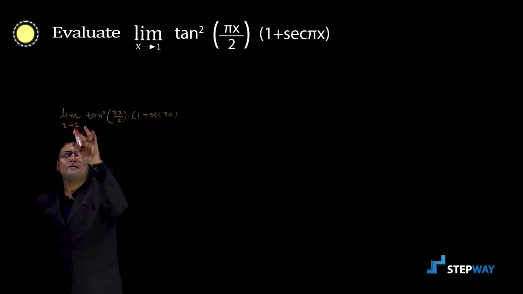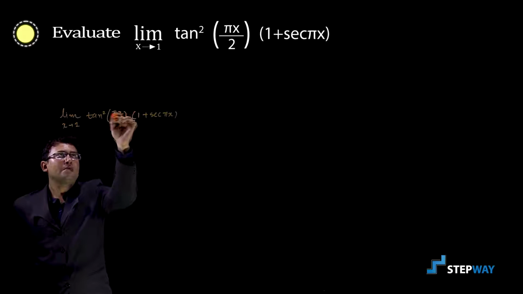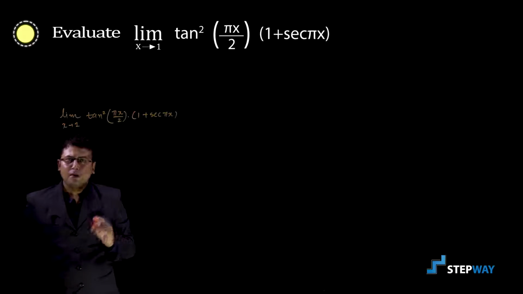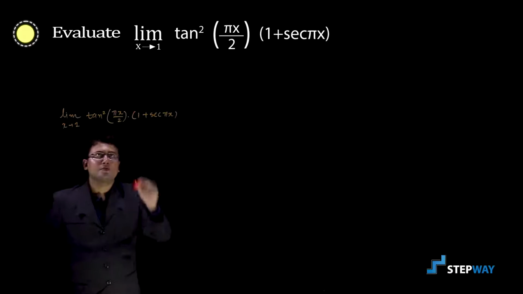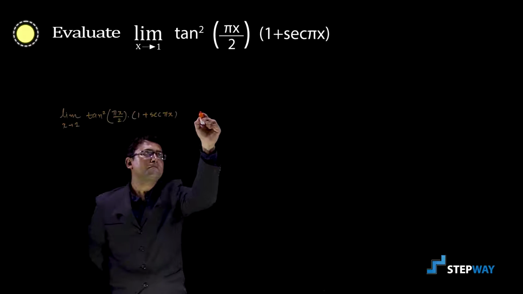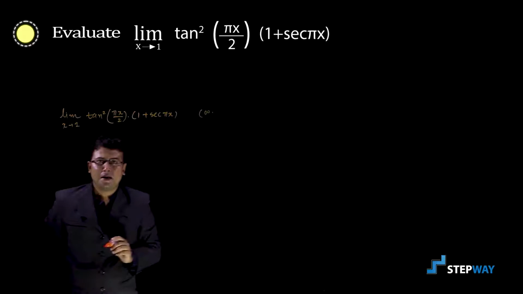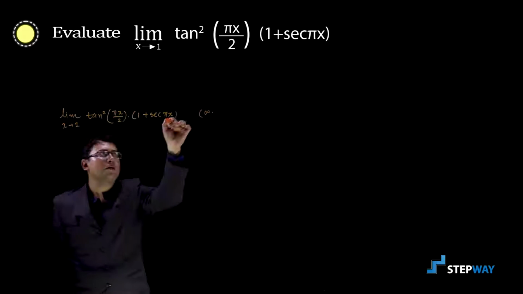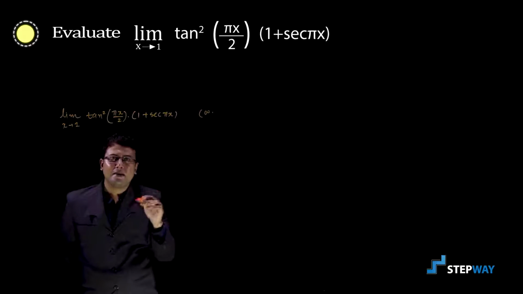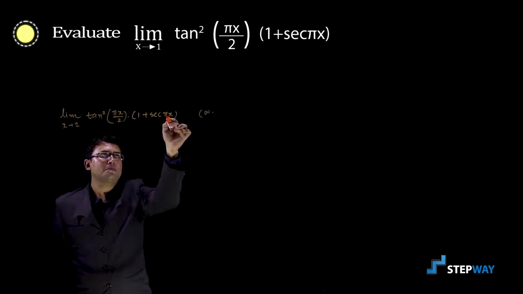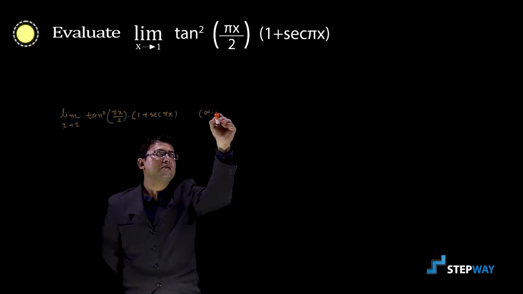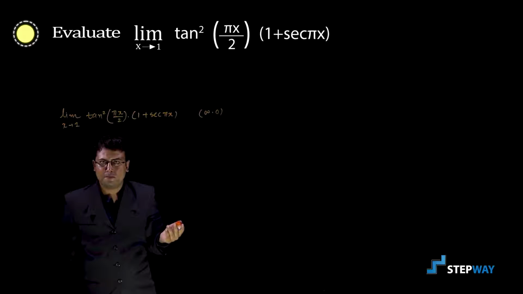If we put x equal to 1, here we get tan square pi by 2. Tan pi by 2 is infinite, so this term is infinite. Multiplied by, if we put x equal to 1 here, sec pi, that is minus 1. 1 plus minus 1 is 0, so this is infinite into 0 form.